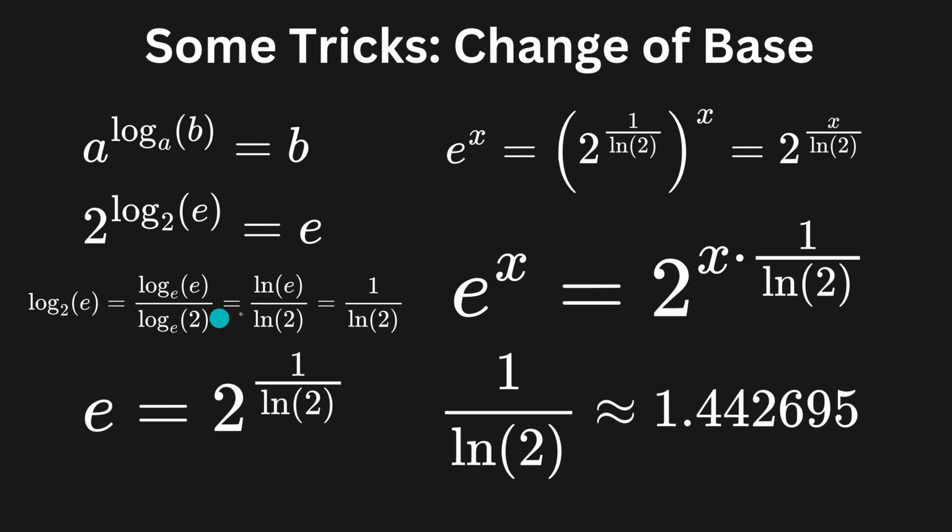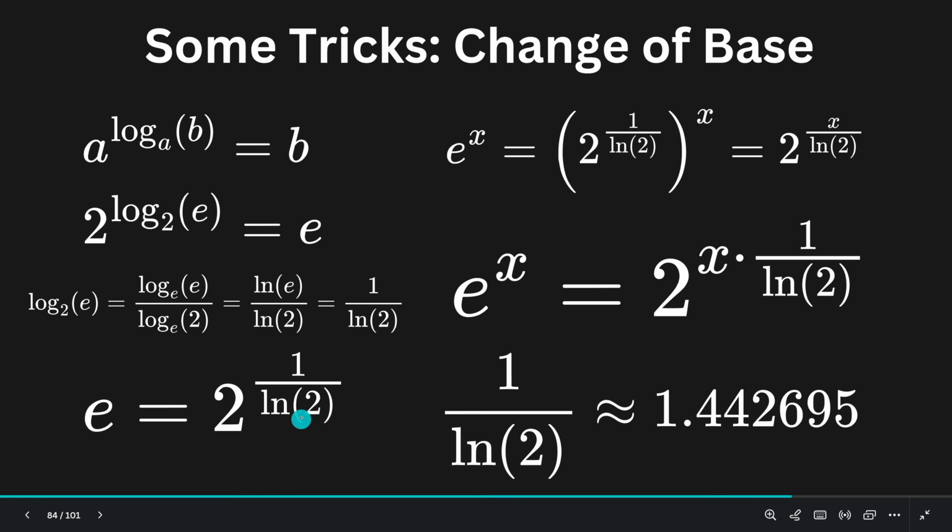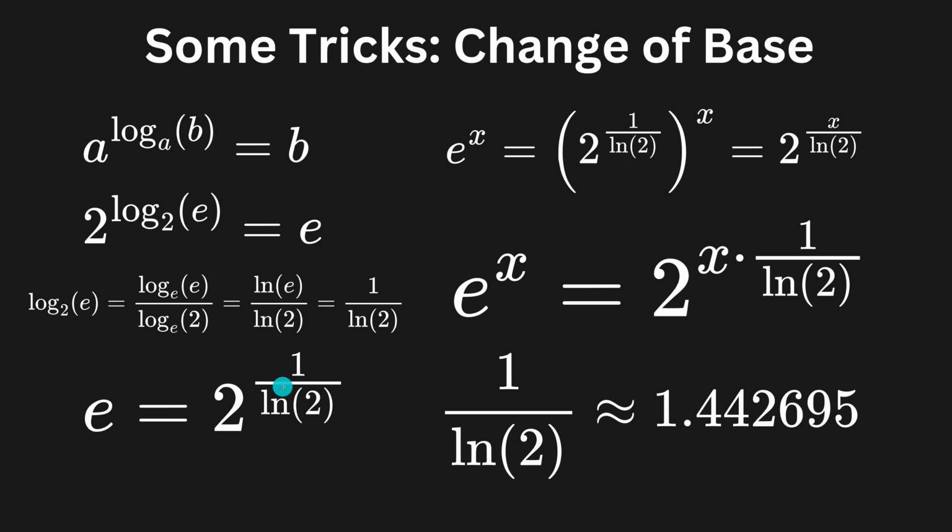That change of base is simply the natural log of e over the natural log of 2. And natural log of e is just 1, so that's 1 over ln 2. So we can then write e is equal to 2 to the power 1 over ln 2. That doesn't break anything with everything else we've seen here.